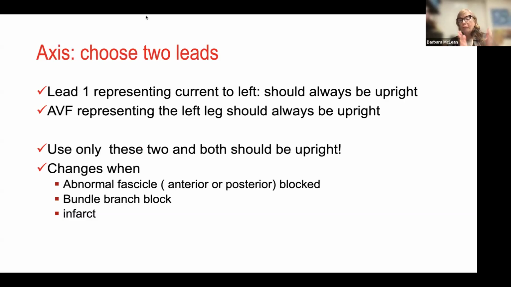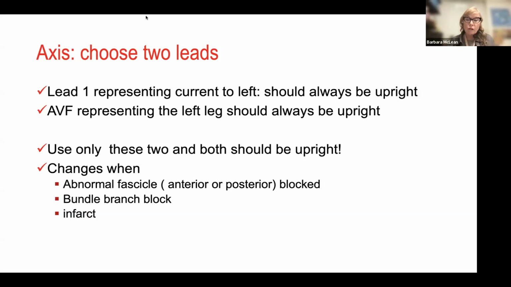Want to remind you, first, you've got to understand axis. You choose two leads to represent axis. Just quick look. Lead 1 representing current to the left should always be upright. AVF, representing current going towards the left leg, should always be upright. And we are only in normal axis in both of these when they are both upright.